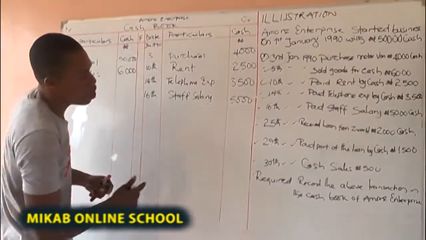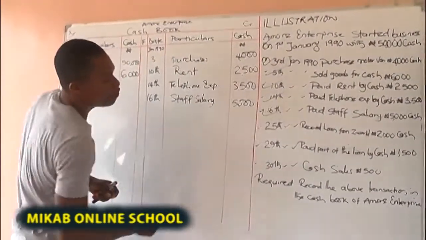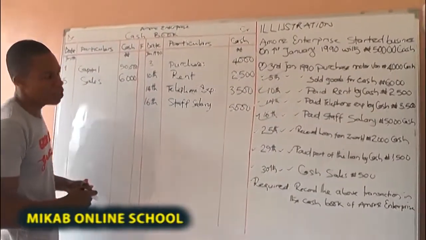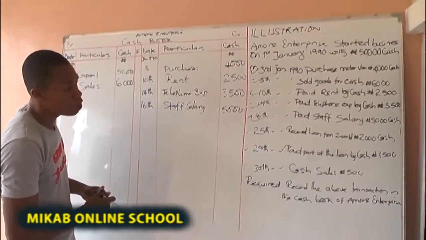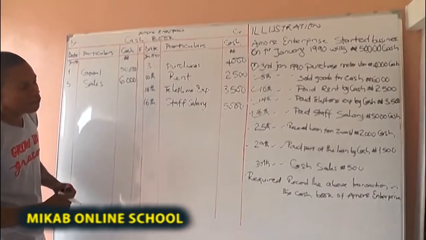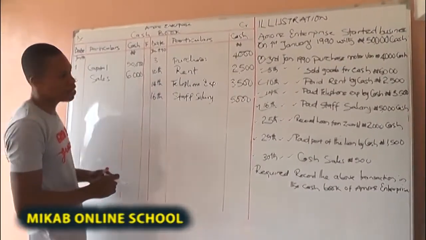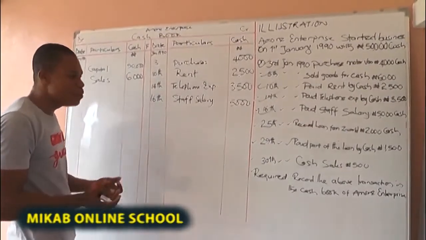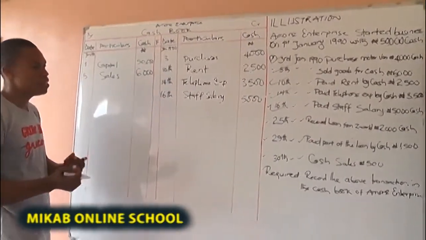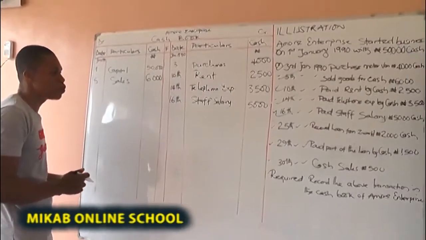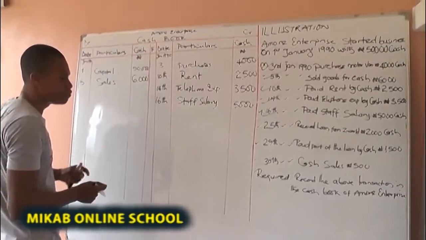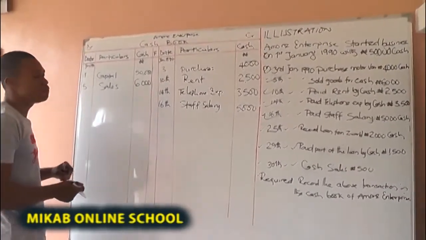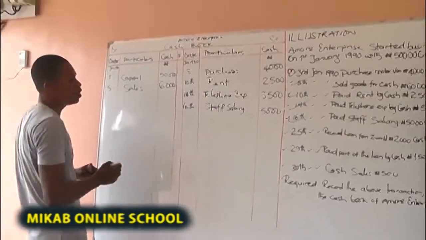5,000 Naira. The next one is on the 25th. On the 25th, cash received, loan from Z-World, 2,000 Naira cash. Here, value is being received. Money is coming into the business now, so we record it at the debit side, following the rule that says when value is received, it should be debited.